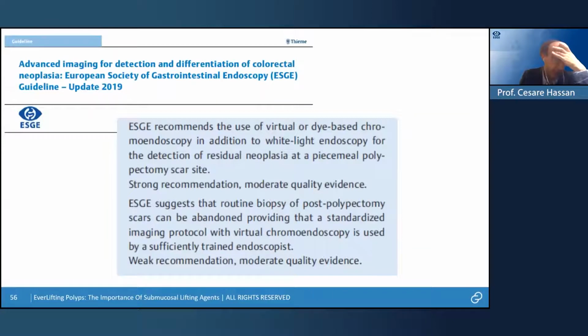Should we biopsy? Should we not biopsy? So what we recommend as ESGE, and then maybe we are curious to know what Doug thinks, is that if you have all of this advanced imaging, that is blue light and possible magnification, you are completely certain. When I say completely certain, I mean with high confidence that there is no recurrence. You don't need to do a biopsy. But if you don't have this advanced imaging, if your level of confidence is low, please do a biopsy.